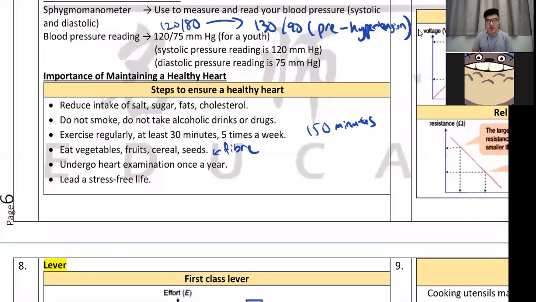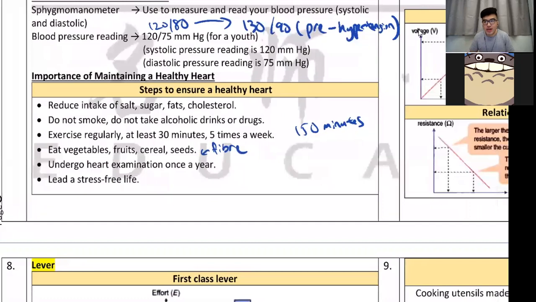And of course, if you are really paranoid, go for a heart examination once a year. For me, this is a bit excessive, unless you have a congenital heart problem or a family history of heart problems, and then maybe you need to do it once a year. And of course, live a stress-free life. Please don't be under long-term negative stress, because it's not good for your heart.